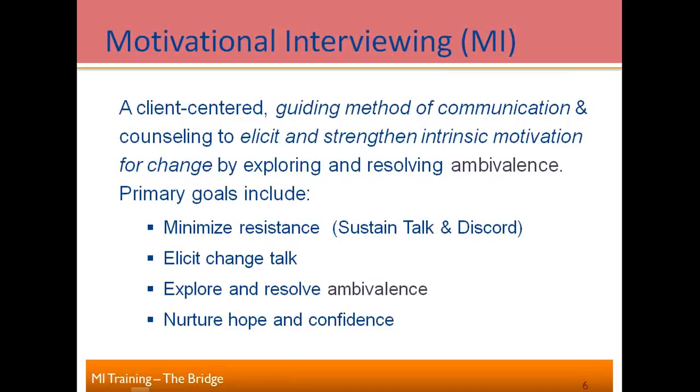Not your best ideas about why they should change. Their intrinsic motivation to change. And our job using MI is to strengthen their internal motivation. And again, we draw this out and strengthen it by exploring and resolving ambivalence.